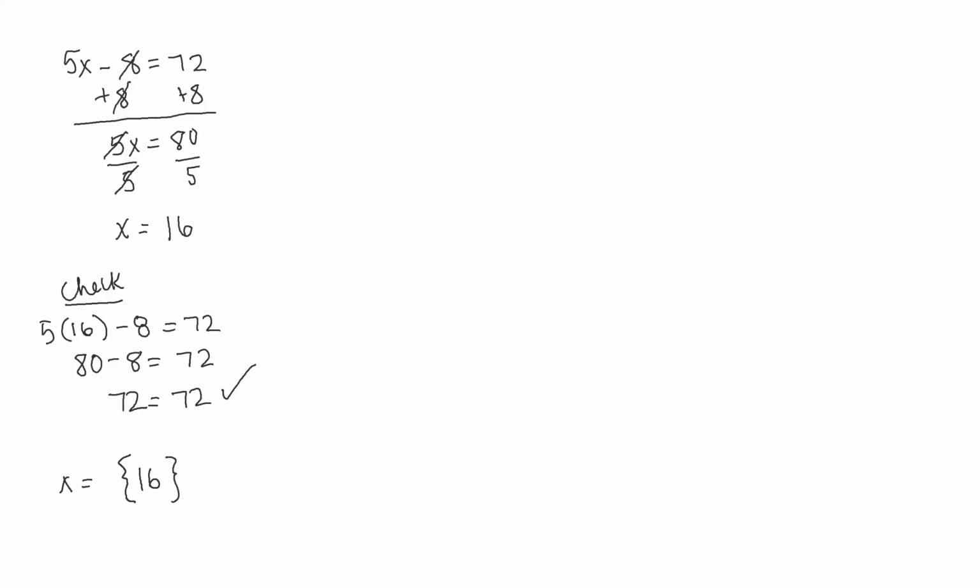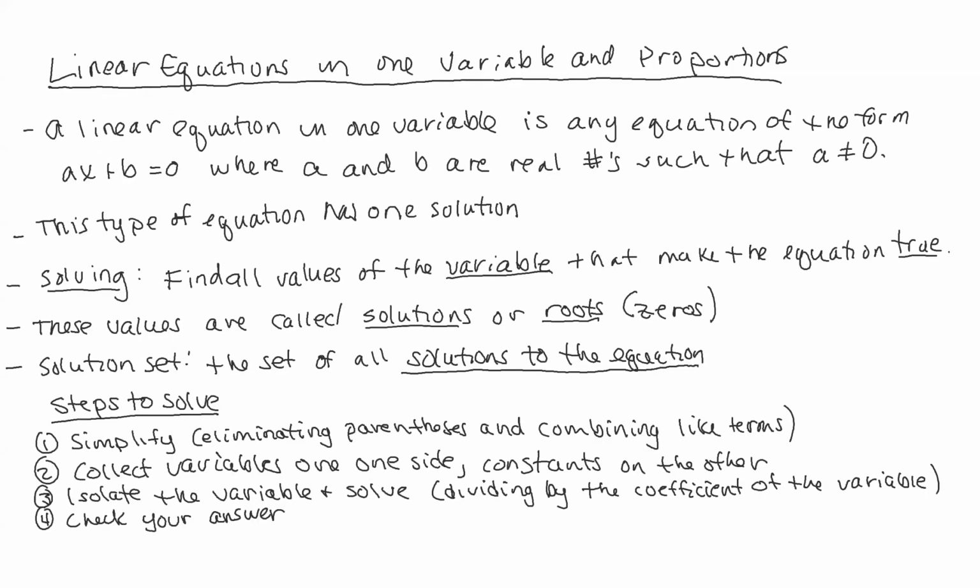Let's try another example. So let's say this time we do 5x minus 4 times, in parentheses, x plus 9 equals 2x plus 3. So you can see right off the bat, this is a somewhat more complicated equation. It's not going to be necessarily terribly difficult, but we'll have more steps in this process here. Okay, so the first thing I want to do if I go back to my steps is I want to simplify. And we do that by eliminating parentheses and combining like terms.